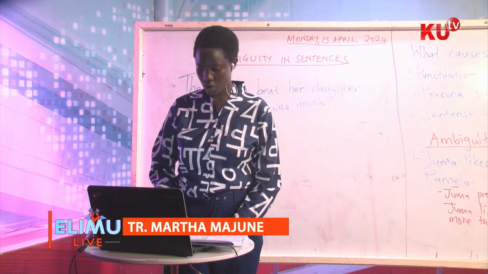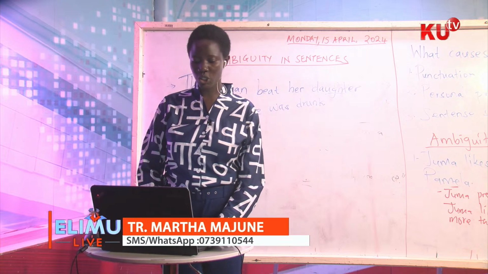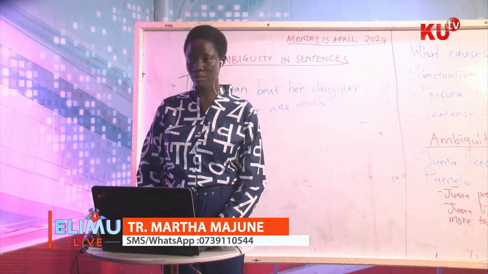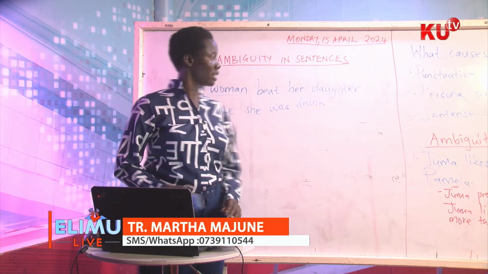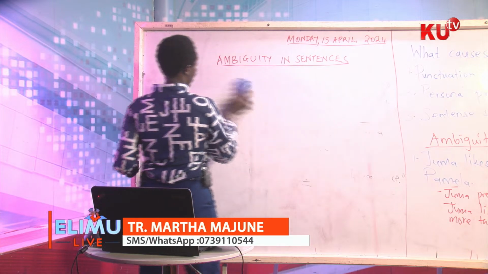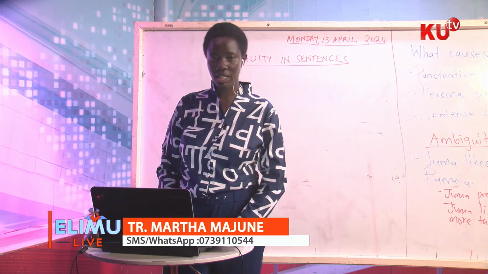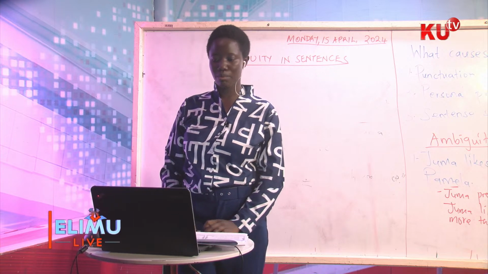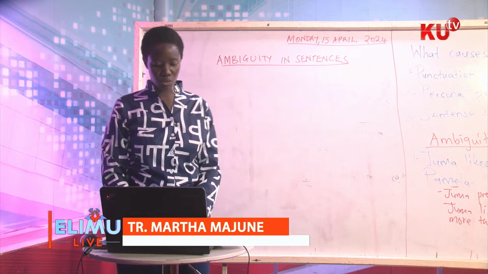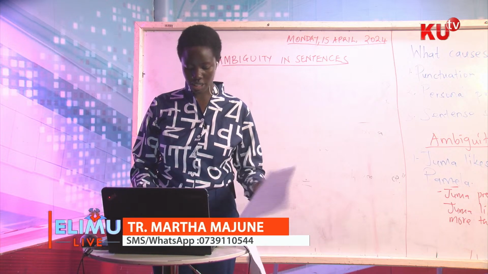Okay, so our third objective of the lesson was that you attempt the exercise given. I have two sentences here, and I want to see now if you can get the two possible meanings of these sentences.